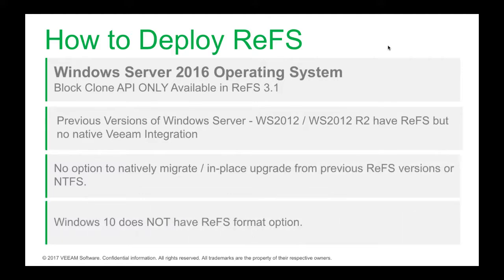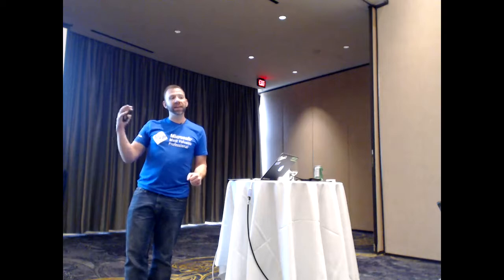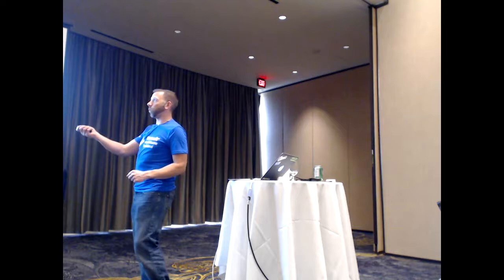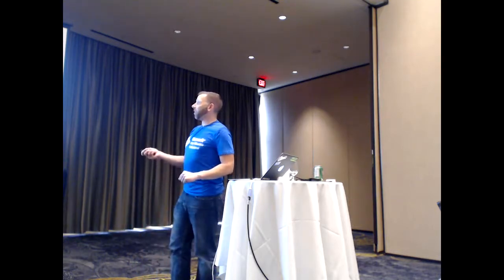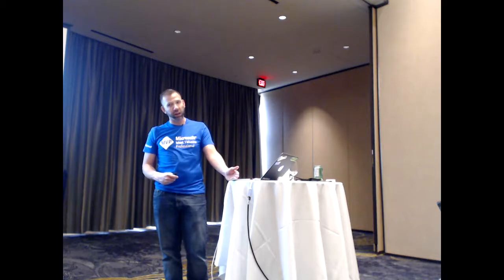So how do I deploy ReFS? The file system itself, as I mentioned, is in 2012, 2012 R2, and 2016. The stuff I'm going to show you with Veeam is only capable inside of Windows Server 2016 and ReFS 3.1, right? Because that's where the block clone API is, and that's what we're going to get to here in a minute. Previous versions, unfortunately, there's no way to upgrade from older versions of ReFS to the latest. It's only in Windows Server 2016, and you've got to reformat to get there.